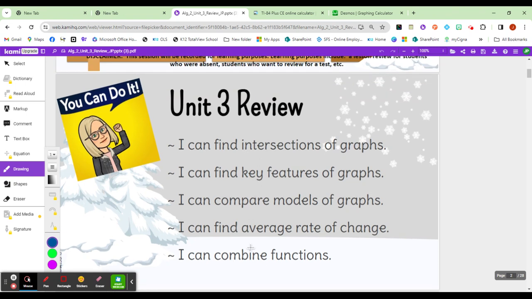So I am going to scroll past this. These are the main things that we learned in Unit 3. We found intersections of graphs. We found key features of graphs like max and min, increasing and decreasing intervals, constant intervals. We compared models of graphs. We did average rate of change, which is the same thing as slope. And then we combined functions. We added functions, we subtracted functions, we multiplied functions, and we divided functions.